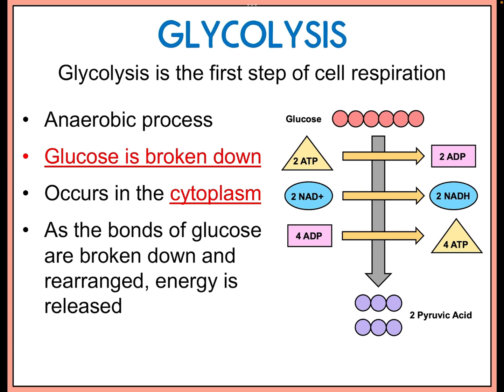Glycolysis is the first step in cellular respiration. It is an anaerobic process. In glycolysis, glucose is broken down. This takes place within the cytoplasm. And what happens is, as the bonds of glucose are broken down and they get rearranged, energy is released. Remember, that's an important idea to think about, because it goes back to those laws we reviewed at the beginning of this, that energy can't be created or destroyed.